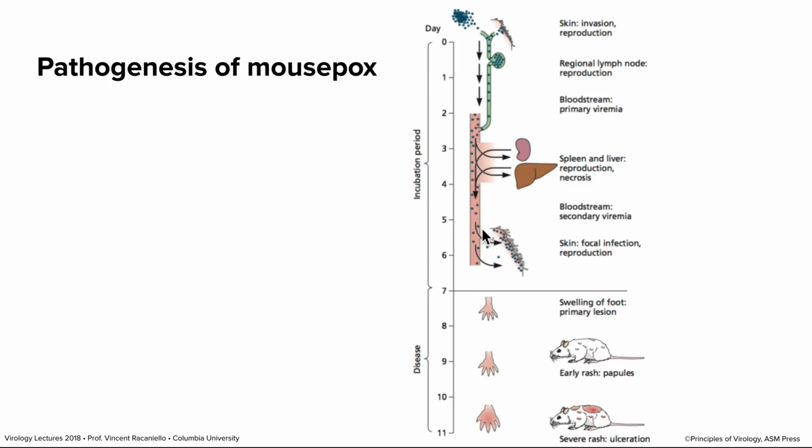And in that case, the virus is brought to another site, the skin, where the virus multiplies, and it causes the characteristic rash that you can see developing in these mice at the bottom of this diagram. So primary viremia seeds the virus to different organs. Secondary viremia then seeds it to the skin. And that's where the disease is obvious from just looking at the mice, the development of this rash.